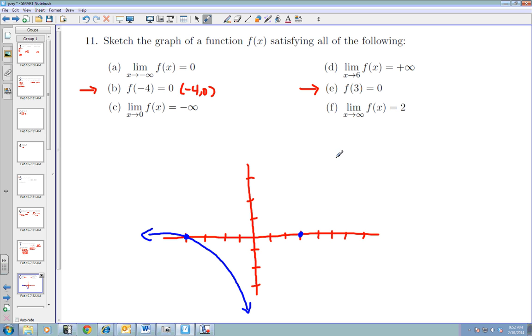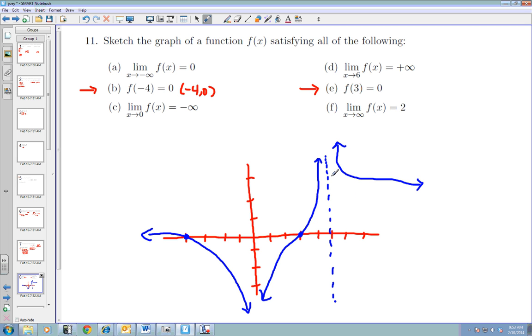So at 6, I must have a vertical asymptote, let me show you. Right here, this has to go down because the limit as x approaches 0 from both sides has to approach negative infinity. It has to go through this point, and the limit as x approaches 6, my y values have to go up. It has to approach positive infinity. This one says the limit as x approaches infinity, so the right-hand side of my graph, my y values have to approach 2. So I must have something that looks like that. It's kind of messy.